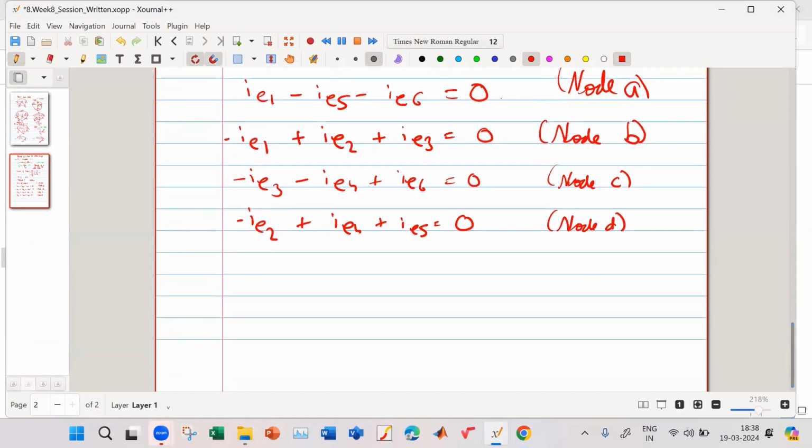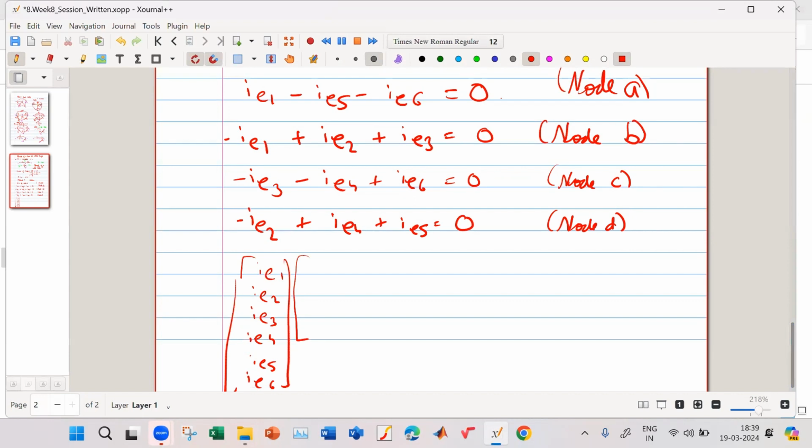So you tell me where will the matrix be? Like this, you're saying column matrix: IE1, IE2, IE3, IE4, IE5, IE6. Yes, sir, this is the matrix. Where will the 1, 0 all that come? Can you tell?